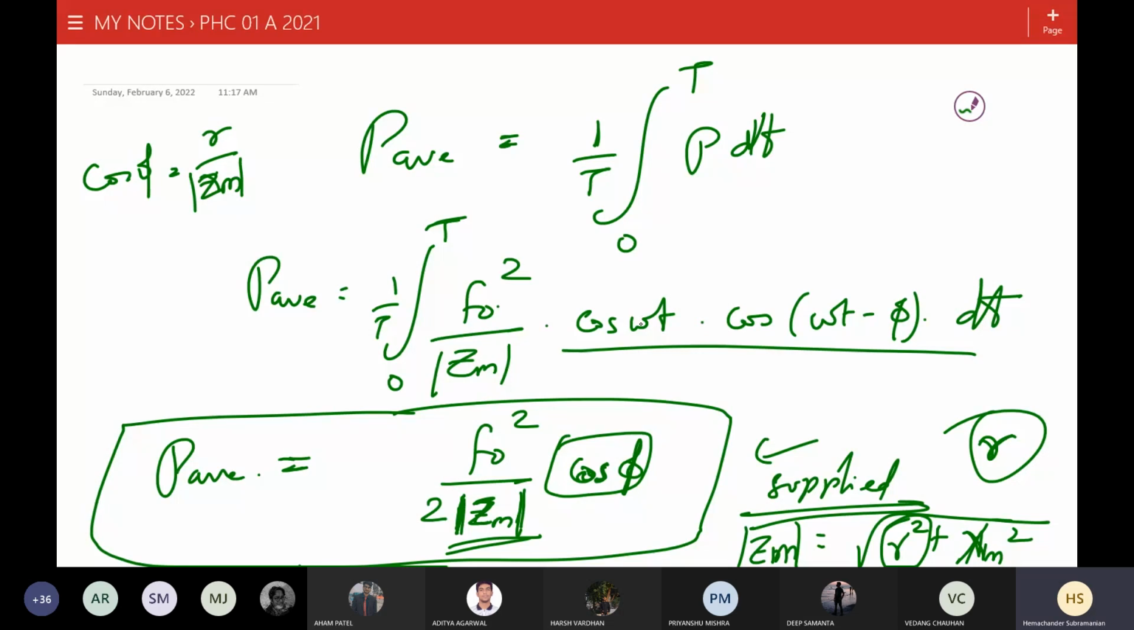Yes. So for cos phi, you do this substitution. There is a Zm square and there is an r. Now, even in this case, there is a numerator r, but there is a denominator r squared. So if you increase the resistance, the average power supplied actually decreases. The system doesn't want to take the power in.